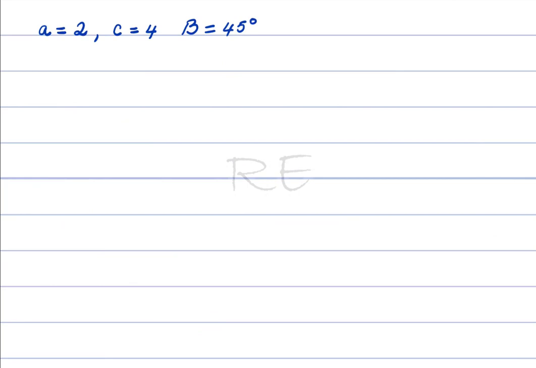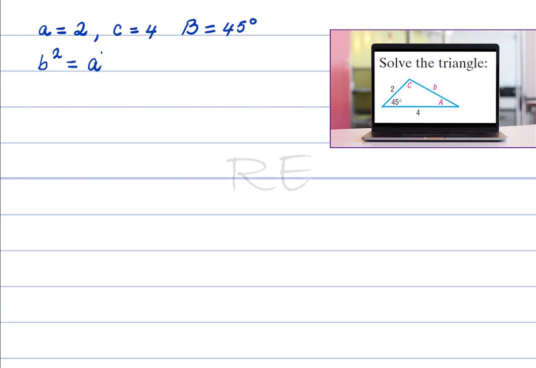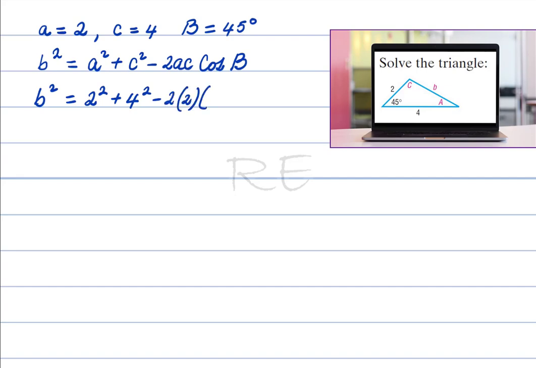A is equal to 2, C is equal to 4, and B is equal to 45 degrees. We need to solve the triangle. Using the law of cosines, B squared is equal to A squared plus C squared minus 2AC cosine B. So B squared is equal to 2 squared plus 4 squared minus 2 times 2 times 4 cosine 45 degrees.